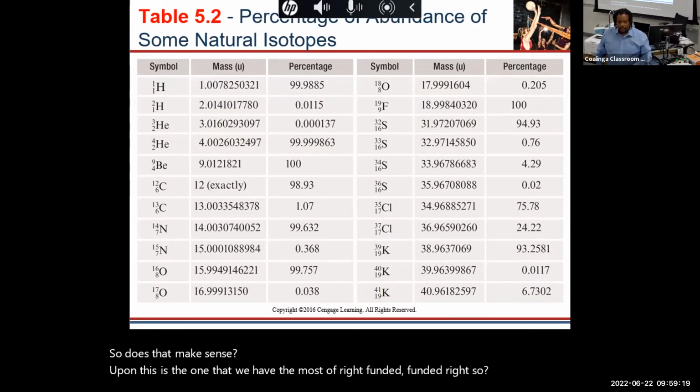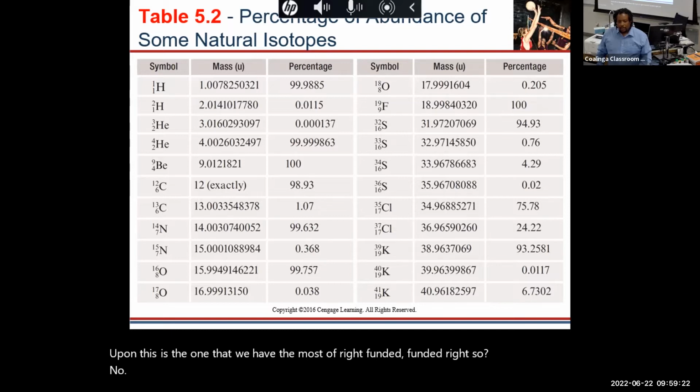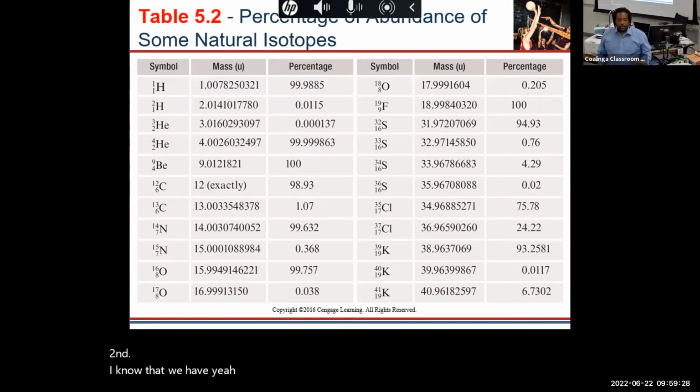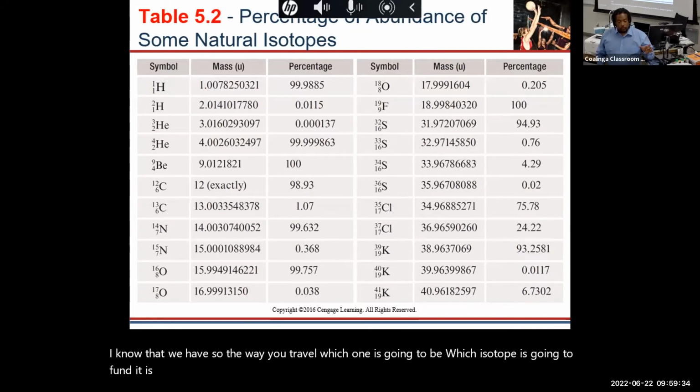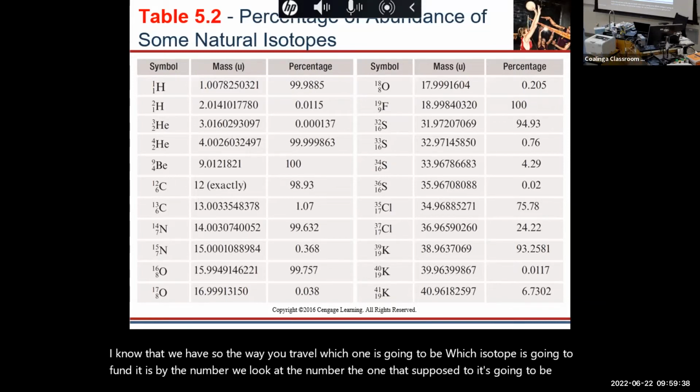So the way that you determine which isotope is going to be the most abundant is by the number. We look at the number, the one that it is closest to. That's what I was trying to get. Okay, that's what I was thinking.